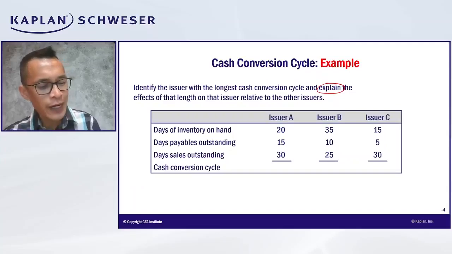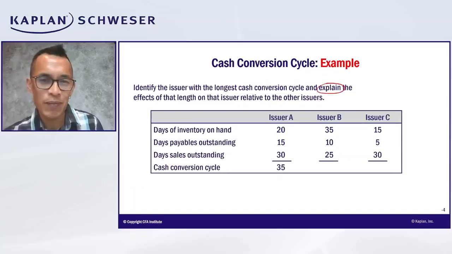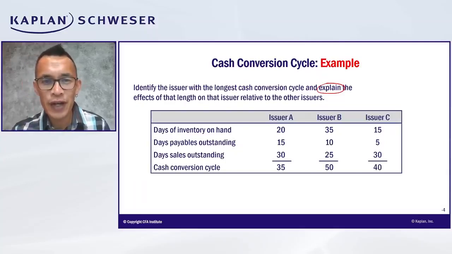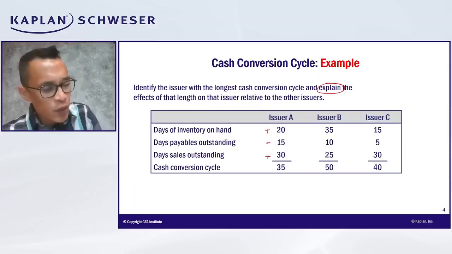Okay, calculating the cash conversion cycle for issuers A, B, and C, I think is quite straightforward, as you can see. Okay, all right. So here are the numbers. You can see obviously these are pluses, and this one is a minus. Okay, let's look at the interpretation.